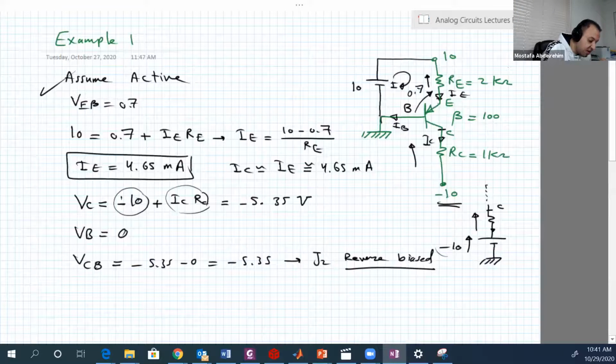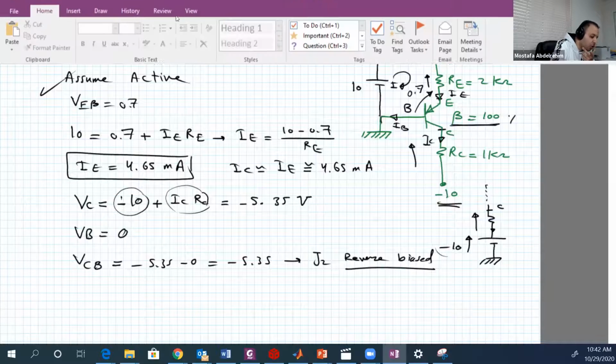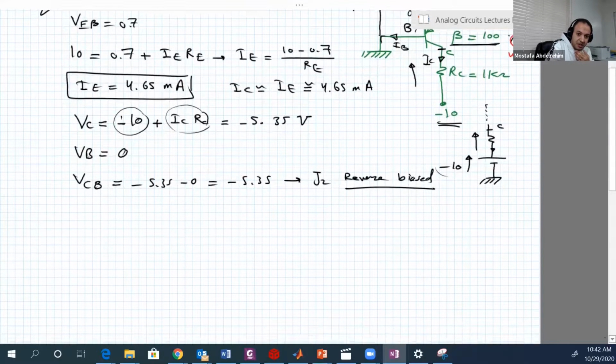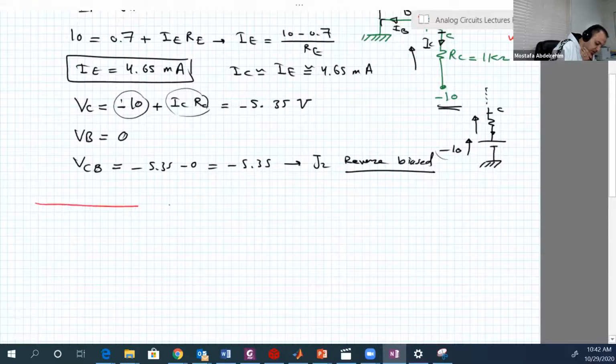One thing before leaving here, you notice something, that we didn't use this beta. We almost didn't use it. In the active region, not used. And that actually says something about this circuit. This circuit is immune, we can say, to the changes in beta. There is a problem that usually happens in transistors with beta, so some observation here.